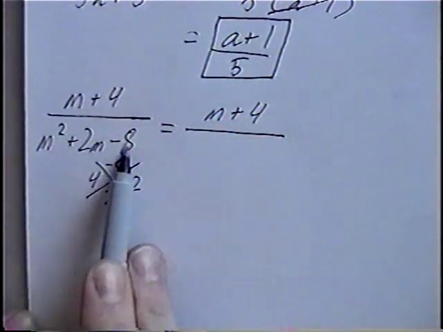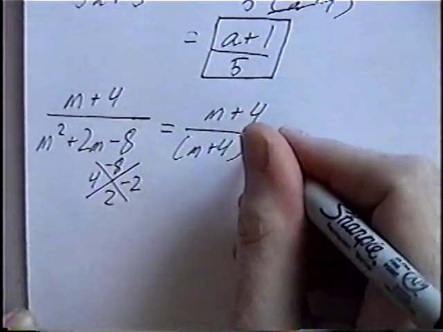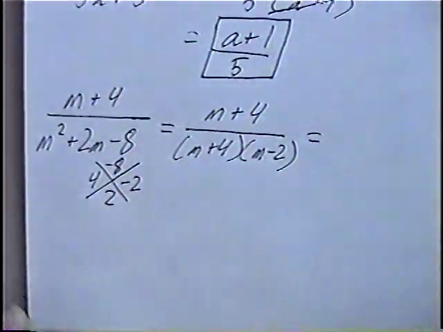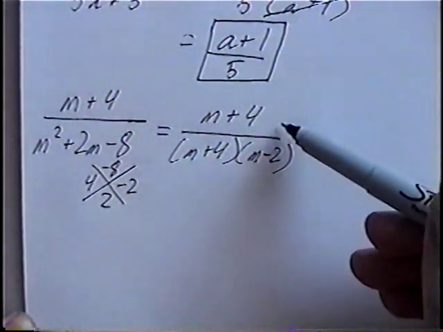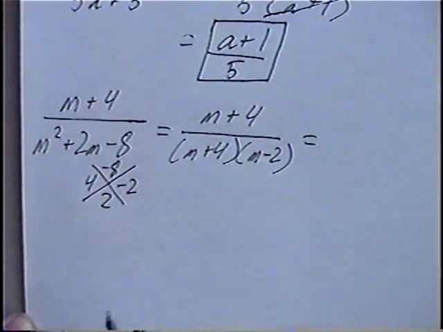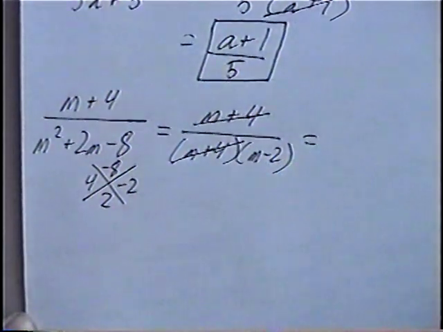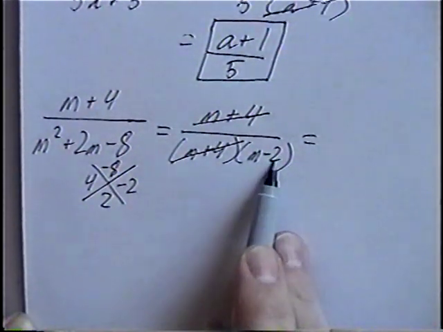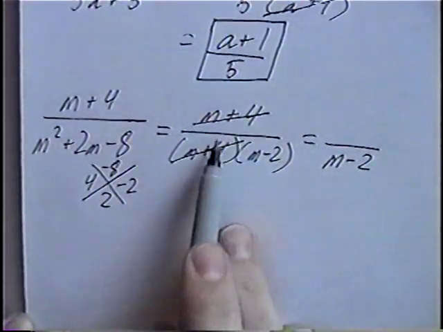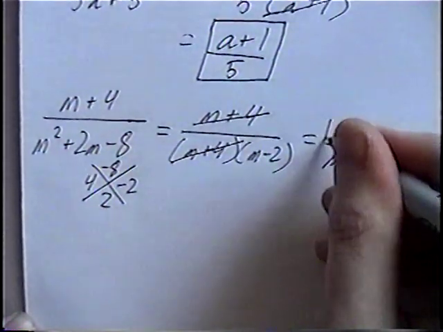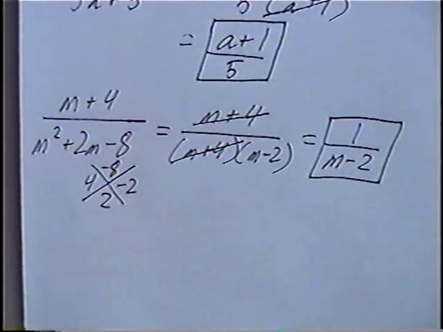So m squared plus 2m minus 8 factors to m plus 4 and m minus 2. Again, once the rational expression is factored, check to see if there's any common factors in the numerator and denominator. In this case, m plus 4 would cancel out or divide out. And our final answer, we have m minus 2, but keep in mind the m minus 2 is on the bottom of the fraction. And if everything cancels out in the numerator, you can put a 1 in the numerator. So your final answer would be 1 over m minus 2.